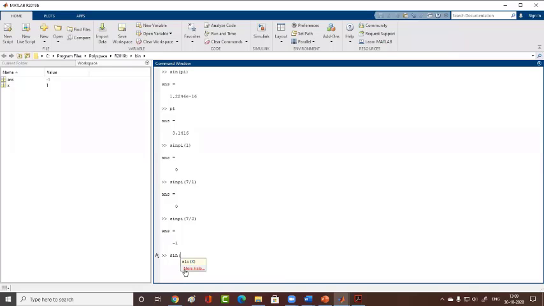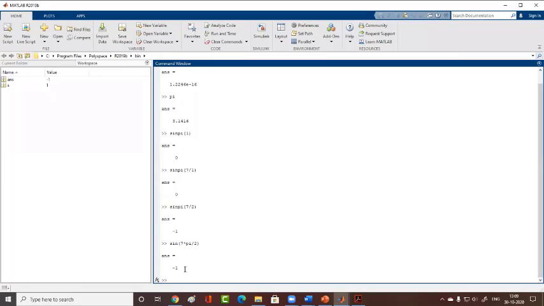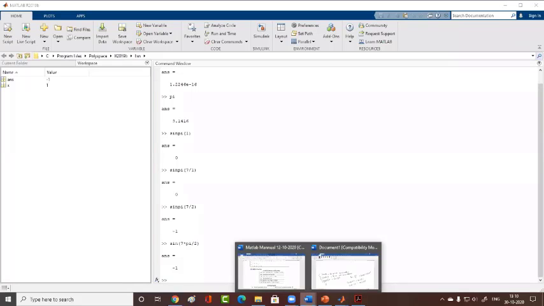Suppose if you write like this, sine of 7 into pi by 2, you may get some error. Sometimes you may get the error, or sometimes you will get the actual value, depending on the situation, depending on the computational purpose, depending on our MATLAB. So this is about it.